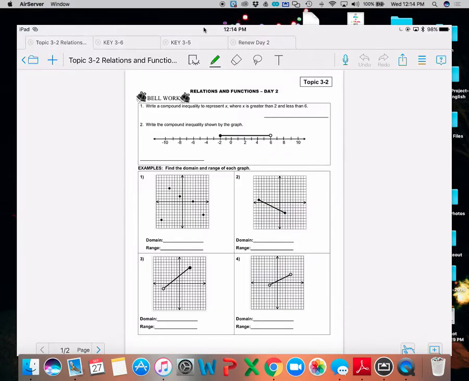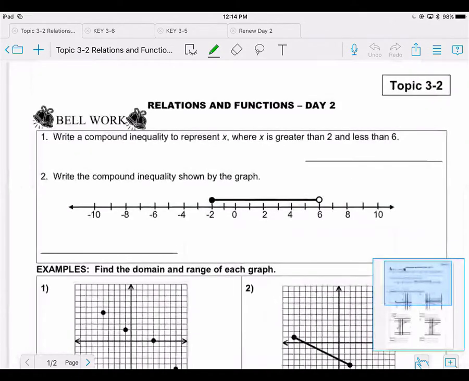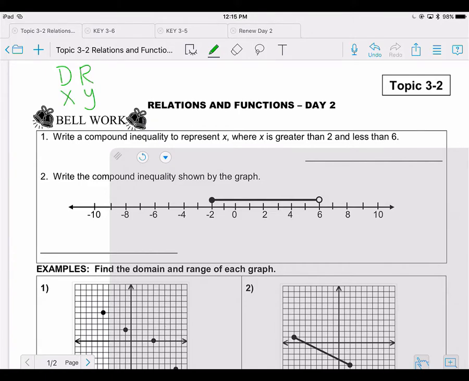This video is for topic 3.2, Relations and Functions, day 2. So on day 1, I know that was a long time ago, but we talked about Dr. XY, so domain and range go with X and Y. So domain goes with X, range goes with Y.